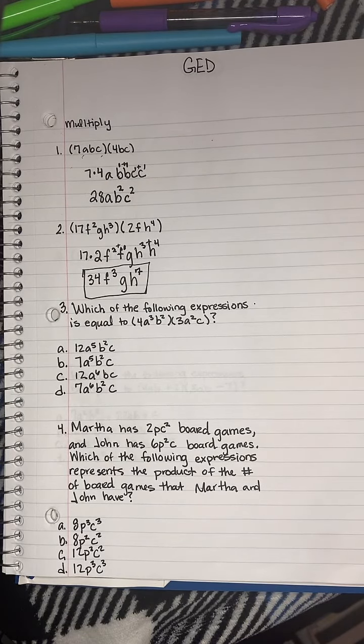Okay. Good. So somebody said 34. So we do 17 times 2. Okay. And then we have an F squared.